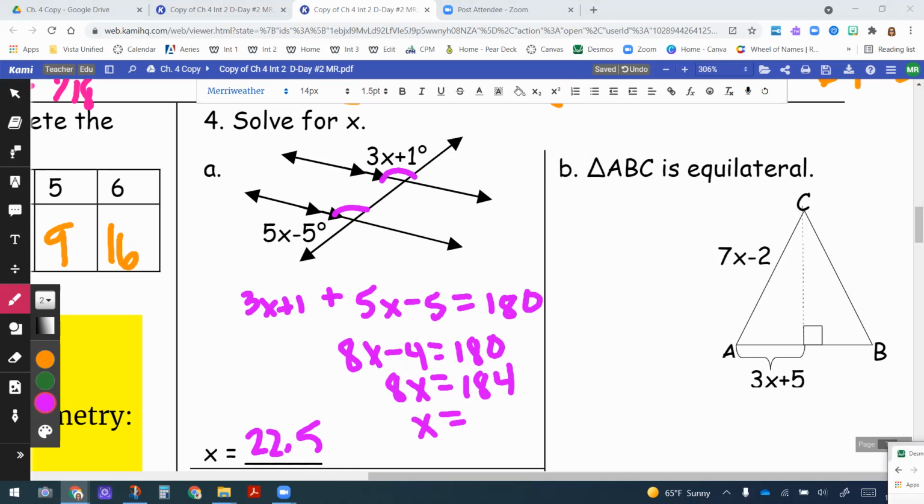Oh, sorry, it was not a 180. It was a 184 divided by 8. Sorry, 23. So that actually was a nice number. It's a 23.